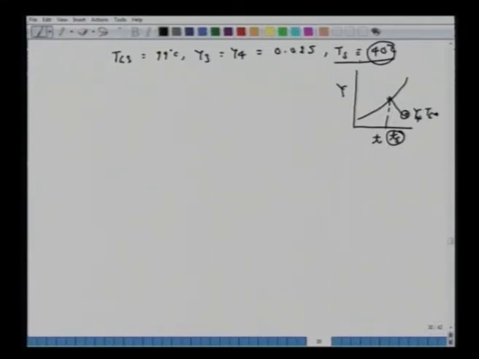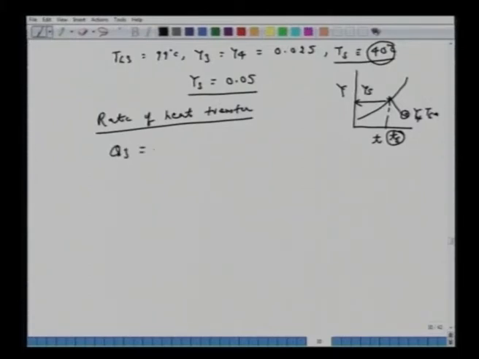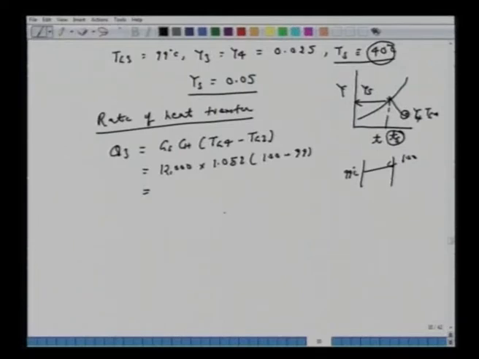Once you know this Ts, we have this Ys equal to 0.05, so we can read it from this. Now let's look at the rate of heat transfer. Still we are working on this region 3. The heat load Q3 is Gs Ch (Tg4 minus Tg3), which is 12,000 into 1.052 into (100 minus 99). That is the temperature drop of the air from 100 degrees centigrade to 99 degrees centigrade. If you calculate this, we have 12,620 kilojoule per hour.